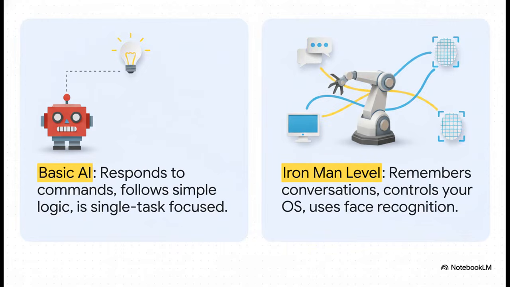See, a basic AI just responds to one-off commands, but an Iron Man level AI, it remembers your past conversations. A basic AI follows simple rules. An advanced one can control your entire operating system. We're talking about going from a simple tool to a proactive, context-aware partner.